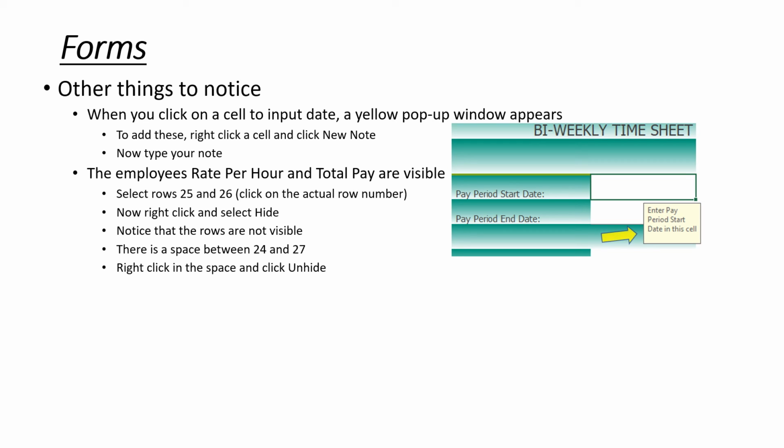Well, this is a note, and it's very simply added by right-clicking on the cell and select Add Note, and then you can type in what you want it to say to explain to somebody what they need to put in that cell.